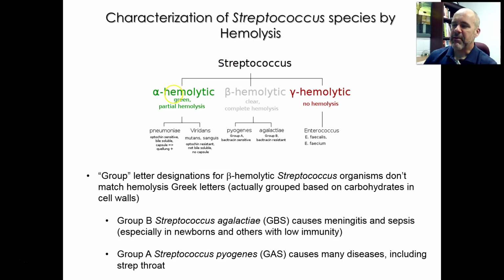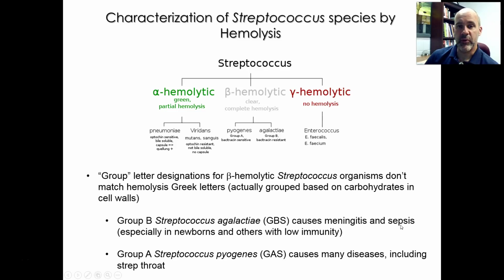And to make matters worse with this terminology, among your beta hemolytic streptococci, Streptococcus pyogenes is sometimes also called group A strep, and Streptococcus agalactiae is sometimes also called group B strep. And group B strep can be a problem, especially in newborns and people with low immunities. It can sometimes cause meningitis or sepsis.